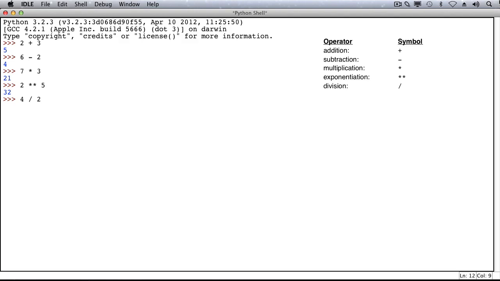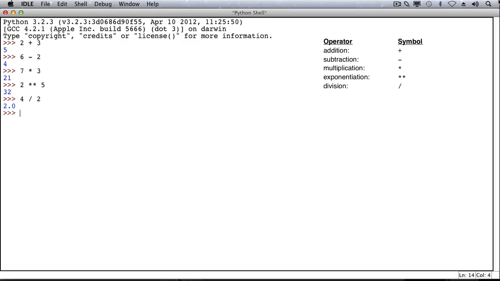When Python evaluates this expression, the result that we get looks a little bit different from what we've seen so far. The expression evaluates to give us 2.0 as opposed to just 2. What we're seeing here is that Python has multiple types, and two of its numeric types are type int, which stands for integer, and float, which stands for floating point number. This division operation gives us a floating point result.